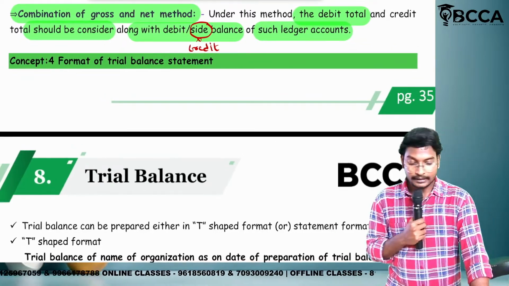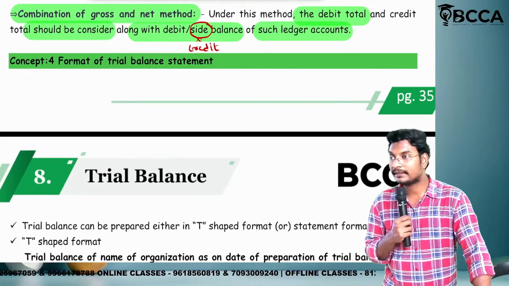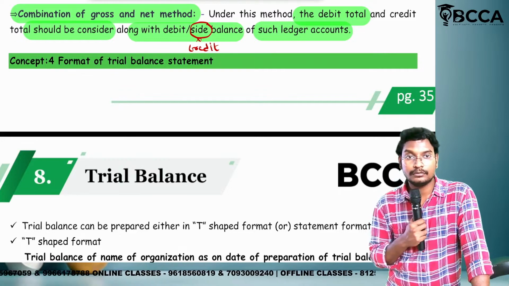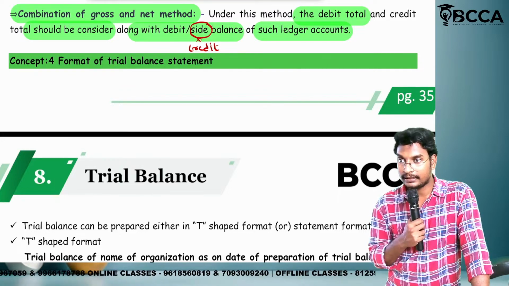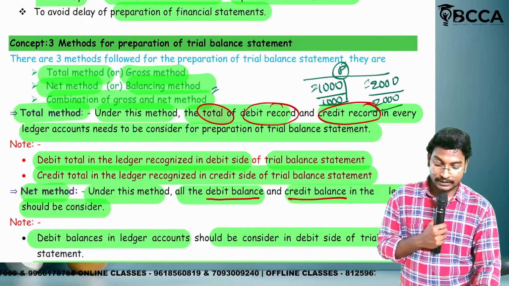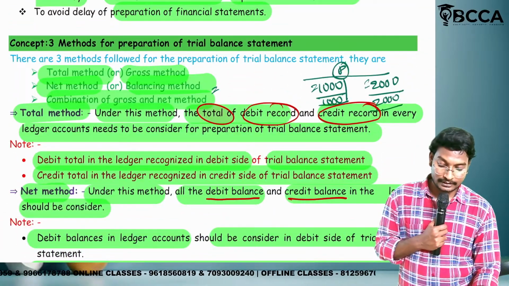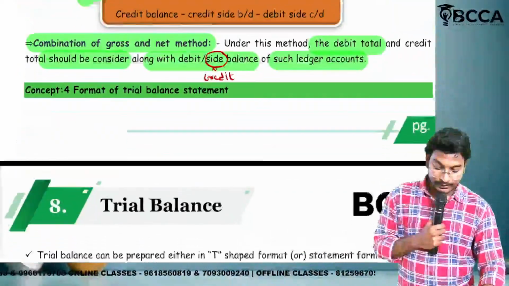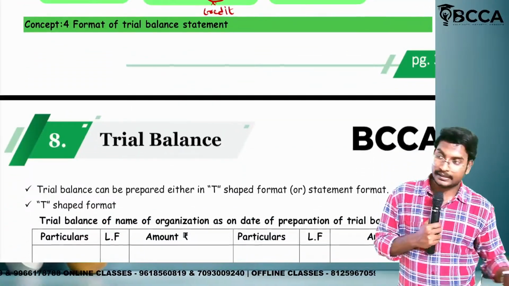These are the three methods to transfer ledgers to the trial balance. What are the three methods? Once again: totals method, net method, and a combination of both. Next one is format.